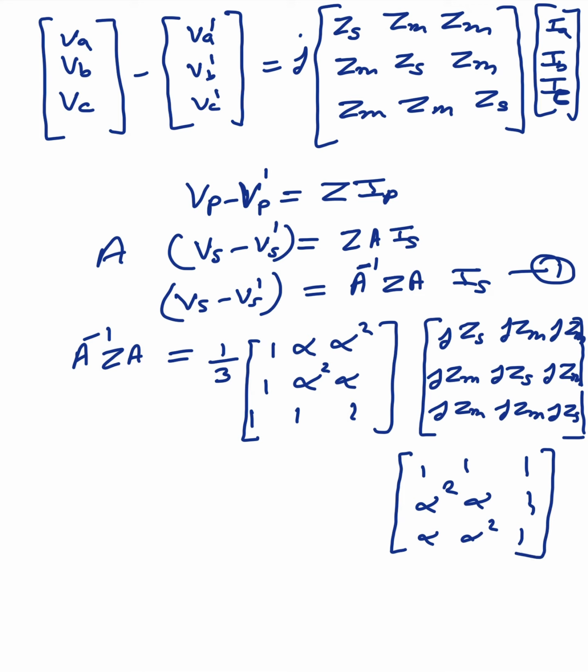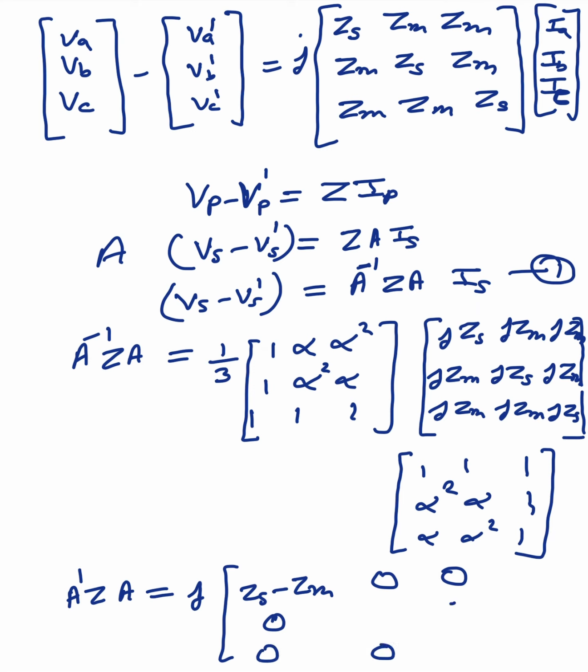So A inverse Z A, when we multiply this, we get all the values 0 except diagonally: Zs minus Zm, Zs minus Zm, and here Zs plus 2Zm. So this is the A inverse Z A. Now you can substitute these values in equation 1.